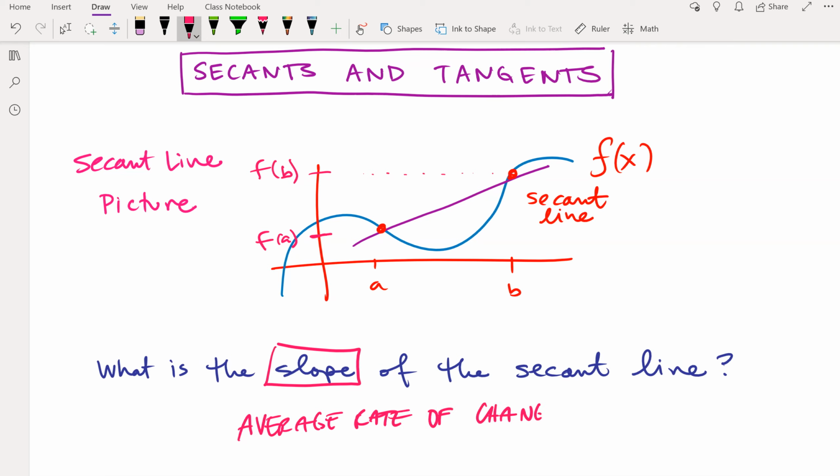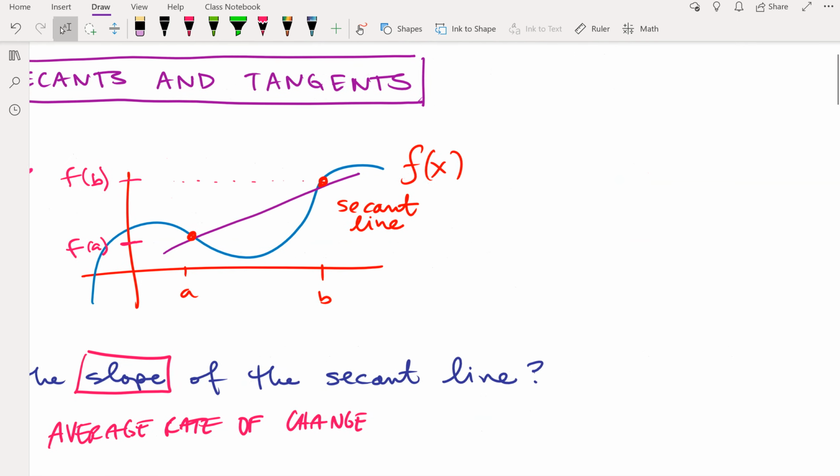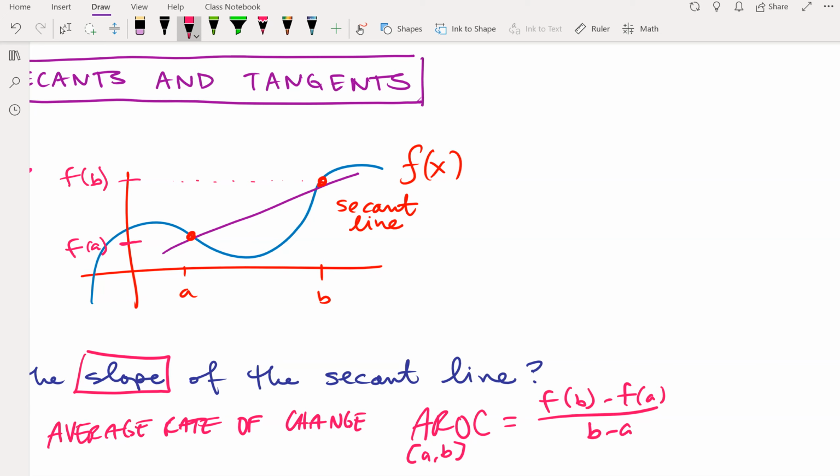And then let's make sure we have the equation for that. So we represent that as an equation, AROC from a to b equals f of b minus f of a over b minus a. That is the slope of the secant line, average rate of change.